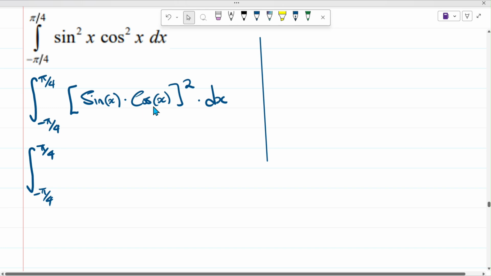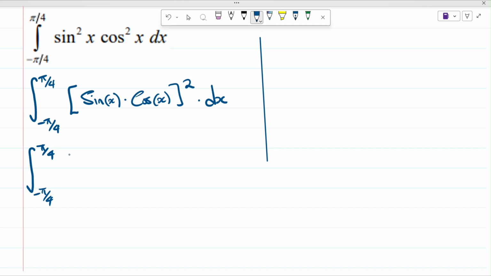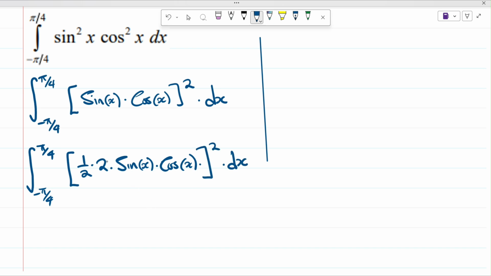I hope you understand the maths like I do, so you shouldn't feel like this is incorrect. These are just laws of exponents. What I'm trying to do here is to force this to be the double angle so that I can just substitute one thing. So this is equivalent to 1 over 2 multiplied by 2 sine of x cos of x, to the power of 2, dx. So 1 over 2 times 2 is 1, and this is the same thing as that, but then I can make use of 2 sine x cos x.